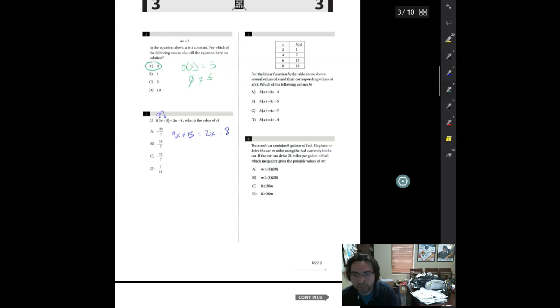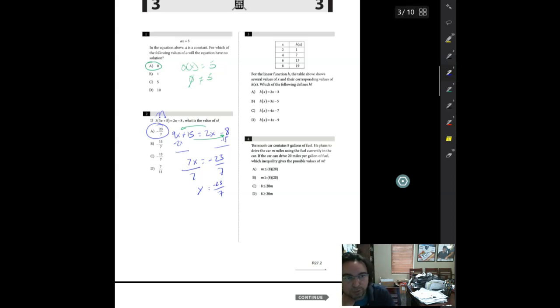Looking at that, we want to combine our like terms. We need to move this over and this over here. As we do that, we have 9x minus 2x over here, and we're going to have minus 15. As a result, we're now going to have 7x equals negative 23. We need to divide by 7 here, so we get x equals negative 23 over 7, which gives us answer choice A here.